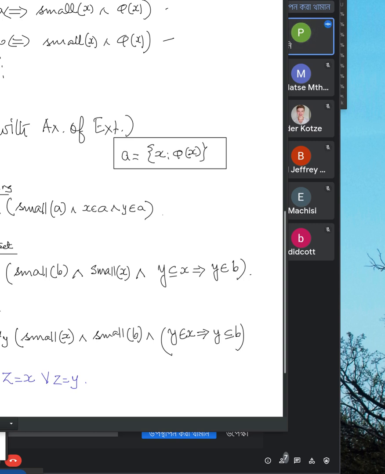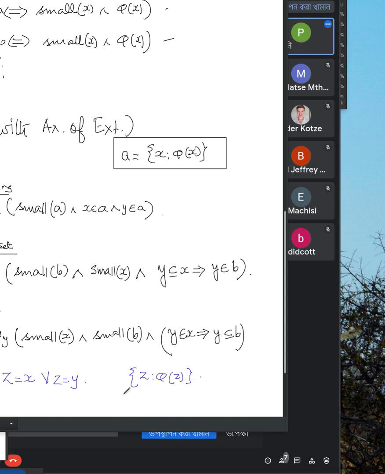Let me write it in this way. So first you fix your x and y, and then once you fix it, it is no more free because it is fixed. It's no more a variable. So now you have this. So z is a formula. Z is a free variable. So you can have this set. So what is the set? The set such that z is equal to x or z is equal to y.